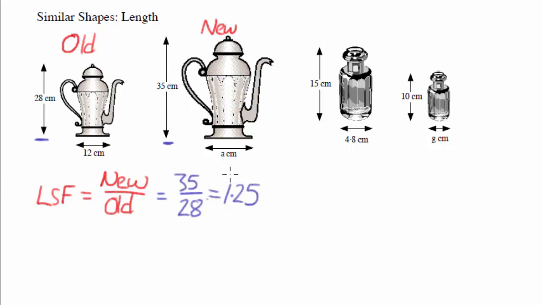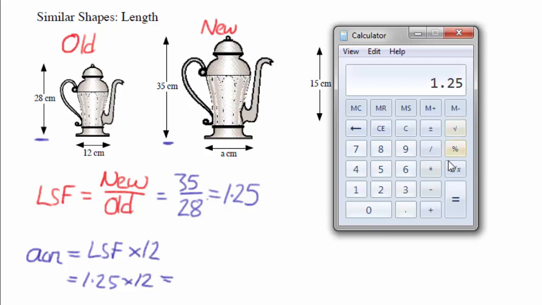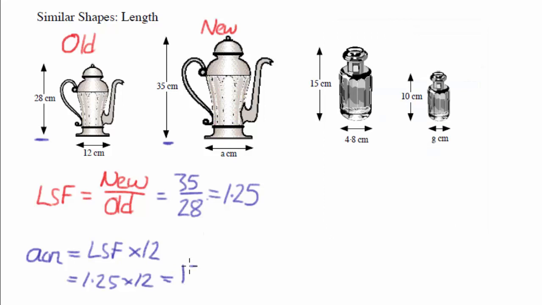So to work out A centimetres, what we do is you get your linear scale factor and you times that by the corresponding side, so that's by 12, okay? So that's times 1.25 to get to 35, so we need to work out what 1.25 times 12 is. So that is equal to 1.25 times 12. And I should still have this calculator up if I times that by 12. Okay, that's 15 centimetres. So the width of it is 15 centimetres.